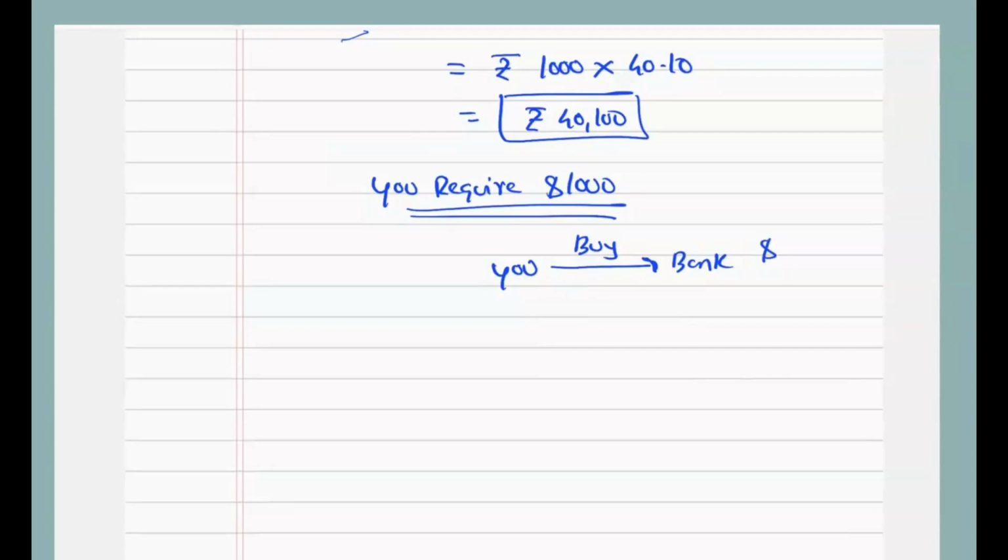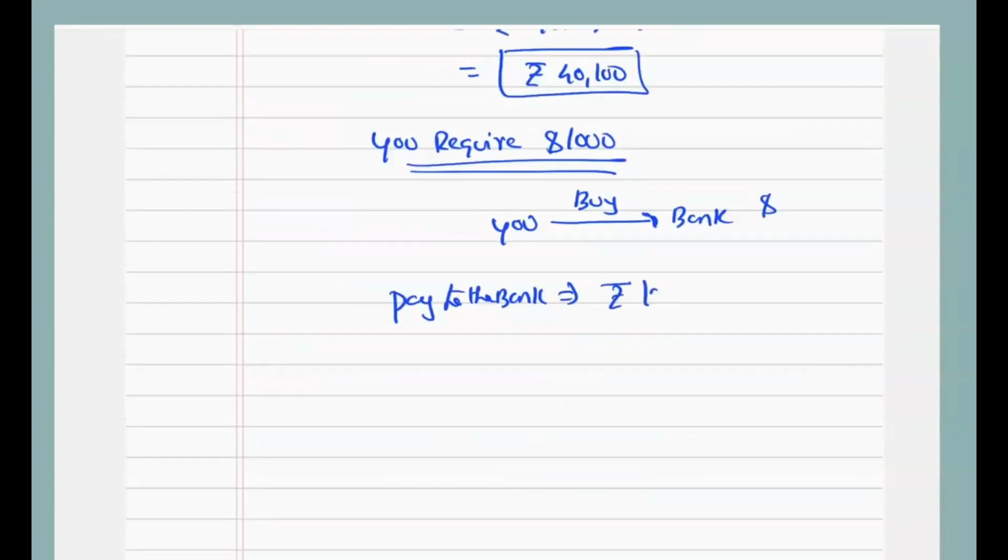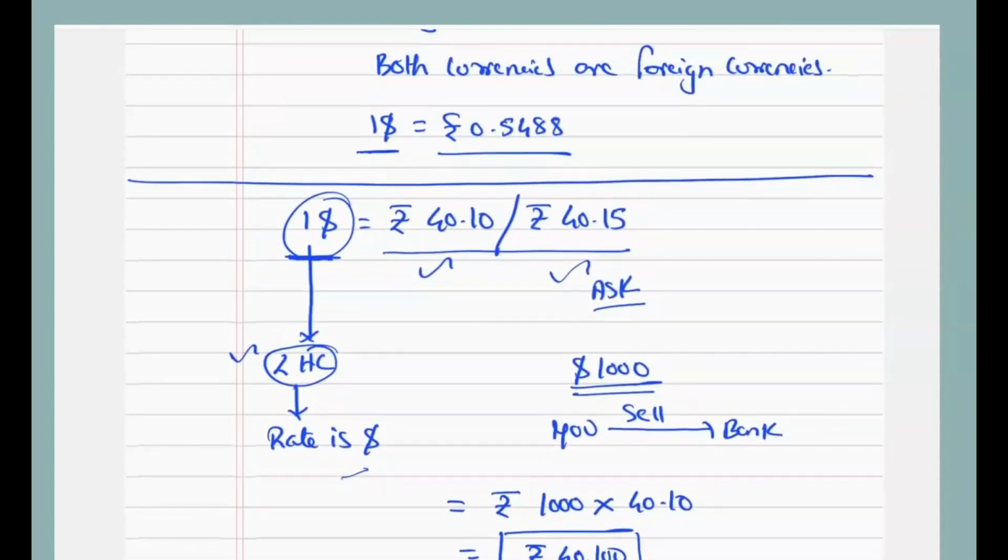So what is the amount that you have to pay to the bank in rupees to get the dollars? How many rupees do you have to pay to get the $1,000? So 1,000 into 40.15. So your amount will be rupees 40,150, right? Which is the negative amount, because we have to pay the bank 40,150 to get $1,000 from the bank. So this is with respect to your direct quote, right?